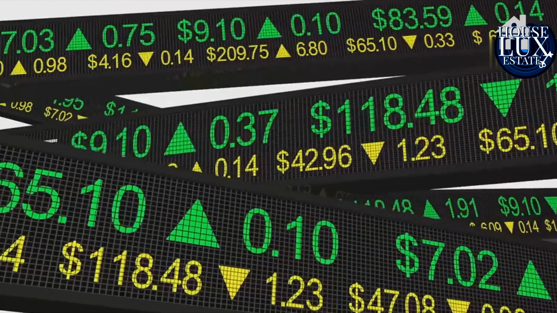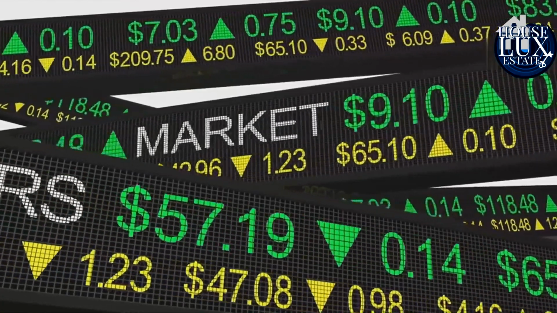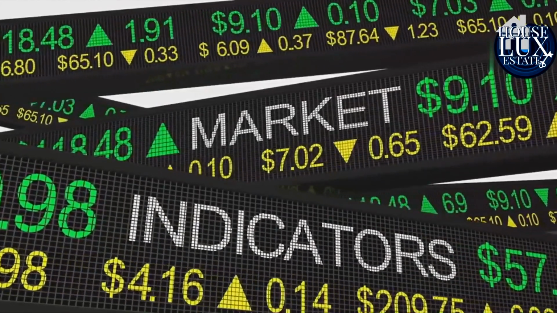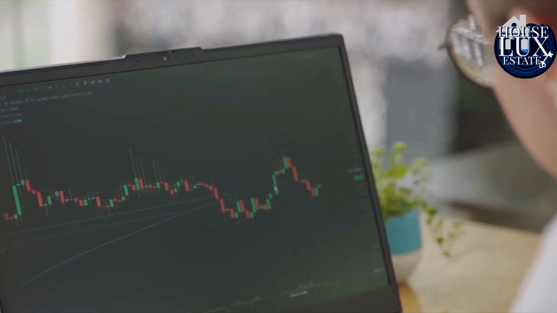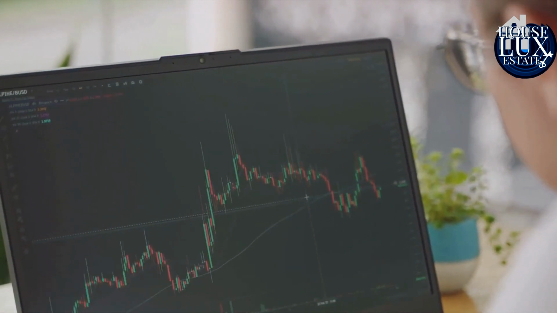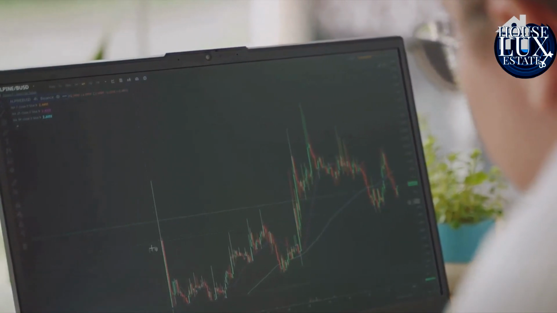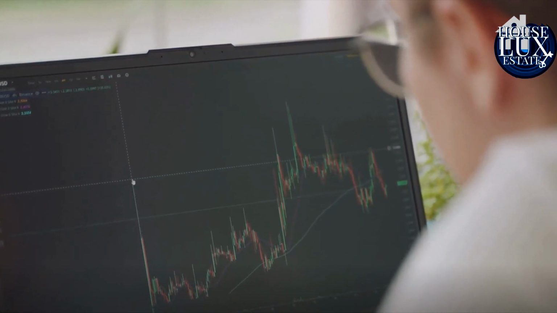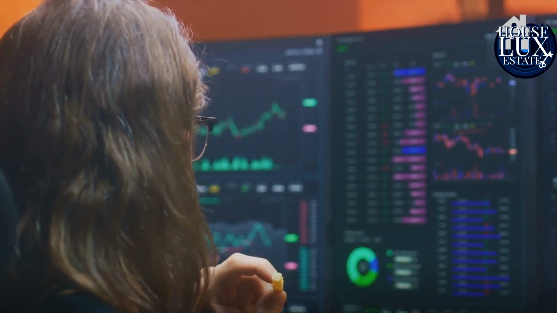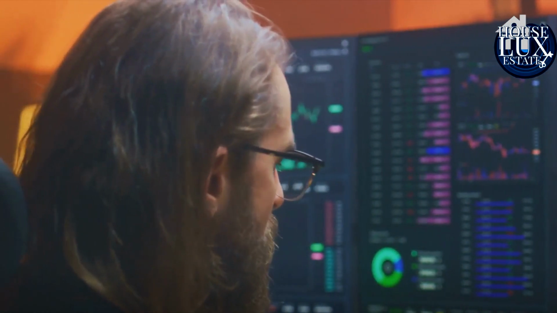It's like using different tools in a toolbox. You wouldn't use a hammer to screw in a nail, right? Similarly, you wouldn't use a volatility indicator to identify a trend. However, when used together, these indicators can provide a comprehensive picture of the market. Now that we know how to use these indicators, let's discuss some key points to keep in mind. While technical indicators can be beneficial, they aren't foolproof.